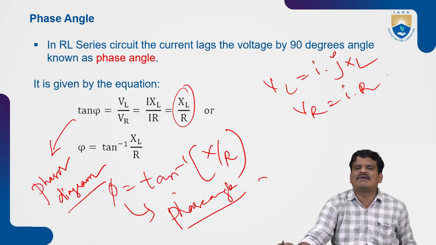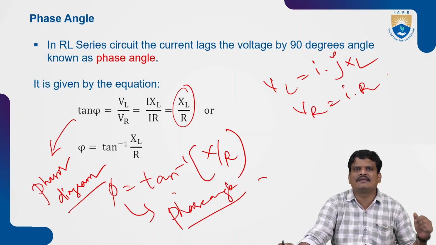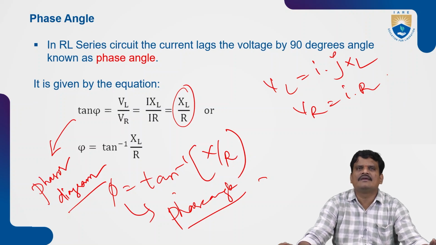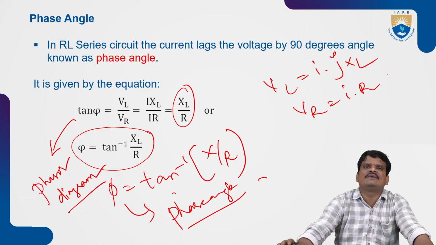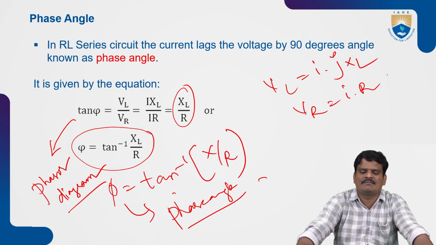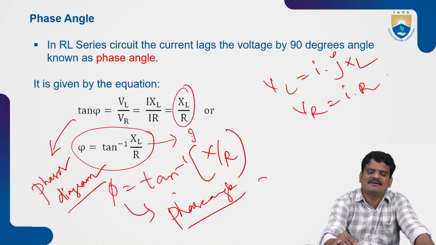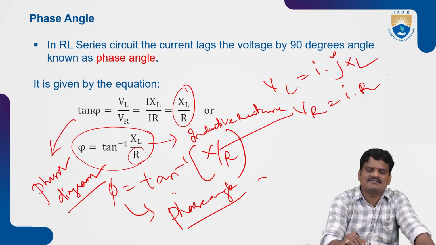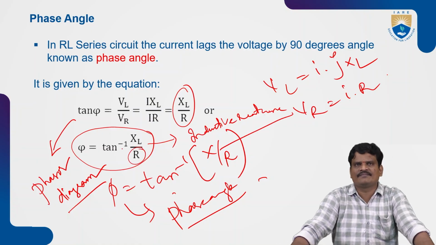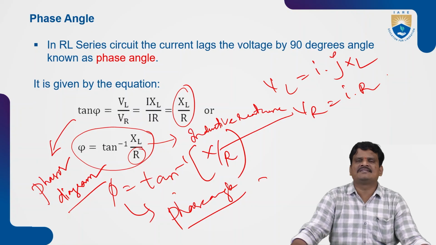After calculating the value of tan phi, in order to calculate the phase angle, I am using this expression: phi equal to tan inverse of XL by R. Here XL is the inductive reactance offered by the circuit, and R is the resistance offered by the circuit.